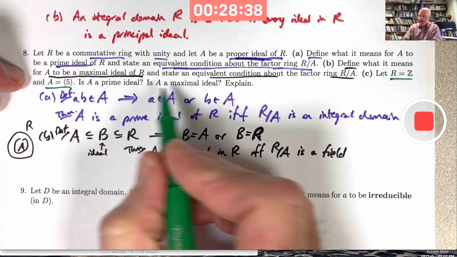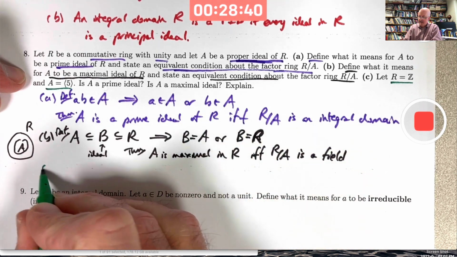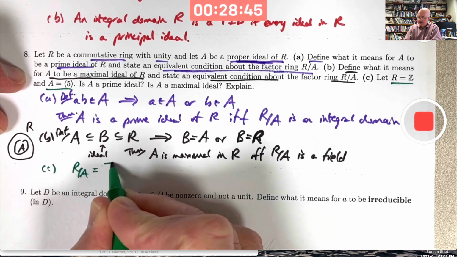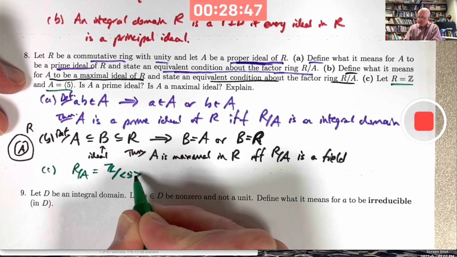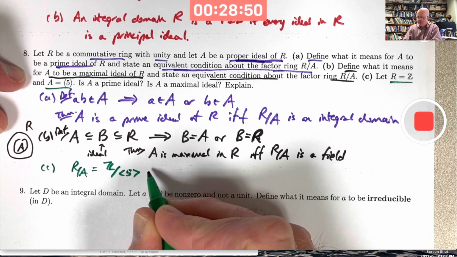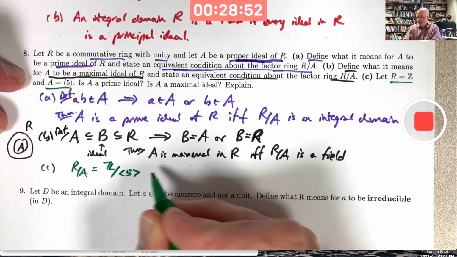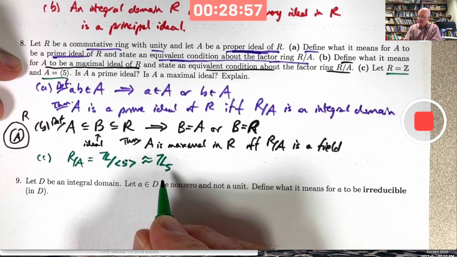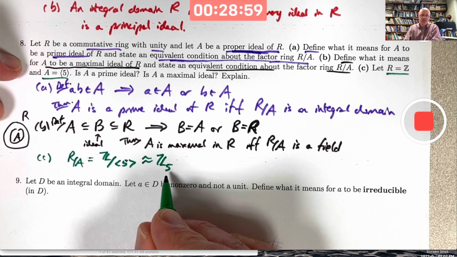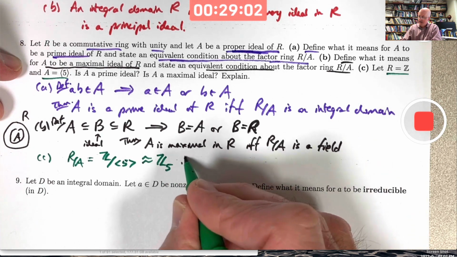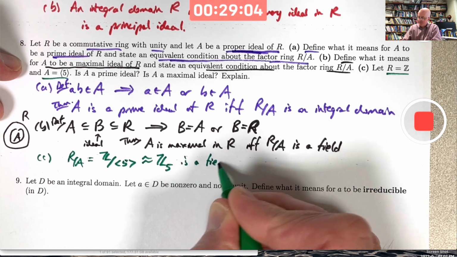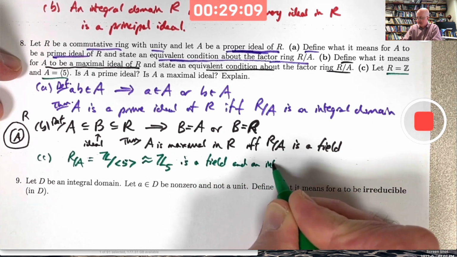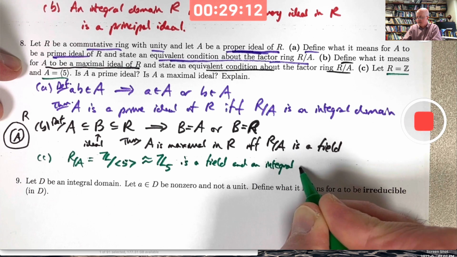Is A a prime ideal? Is A a maximal ideal? Explain. The best way to explain that is to consider the factor ring R mod A, which is Z mod this principal ideal. It turns out to be, you can verify with the first isomorphism theorem or just knowledge, isomorphic to Z5 as a ring under addition and multiplication mod 5. And because 5 is prime, this is a field and an integral domain. And again, all finite integral domains are fields.